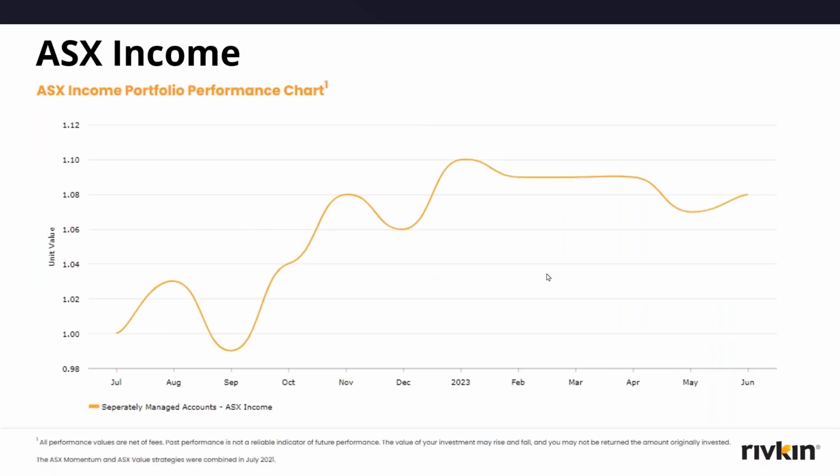And this is just to show you the past 12 months of performance for the ASX Income separately managed account. Again, just to reiterate, past performance is not a reliable indicator of future performance, just to understand those disclaimers earlier.